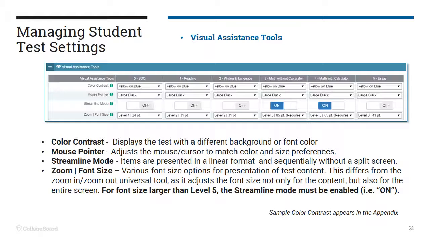The visual assistance tools, including color contrast, mouse pointer, streamline mode, and zoom font size, can be allowed in the standard room if no other accommodation is given that would require being placed in a non-standard room. A screenshot of the test setting category of the visual assistance tool is presented to show how to enable these accommodations.